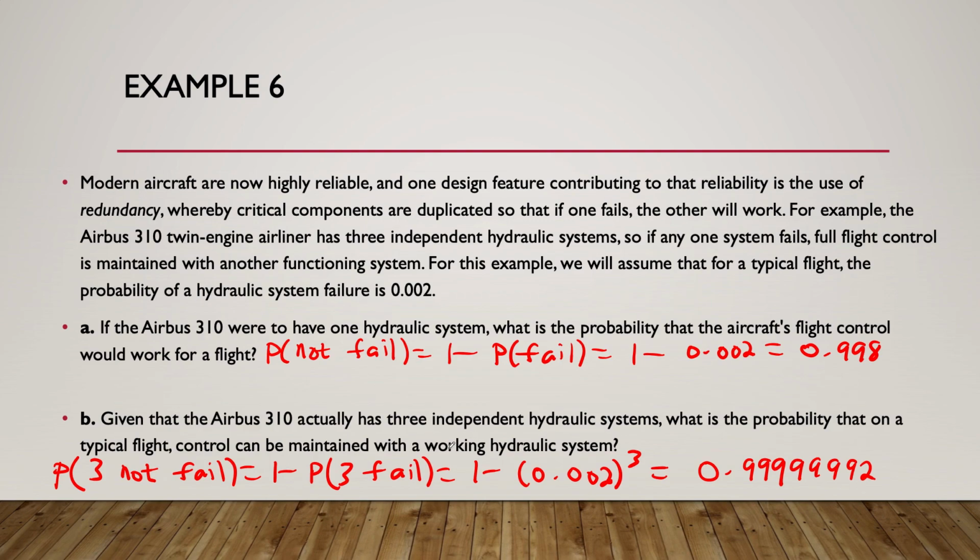Given the Airbus 310 actually has 3 independent hydraulic systems, what is the probability that on a typical flight, control can be maintained with a working hydraulic system? So this is the probability all 3 don't fail. That's the same as 1 minus the probability of all 3 failing. So that's the same as 1 minus 0.002 to the third power. Toss that into a calculator, you get an answer of 0.999999992.